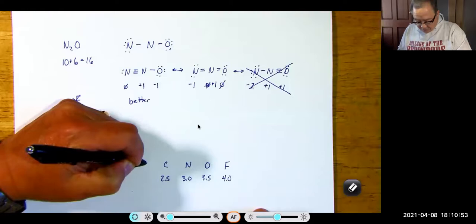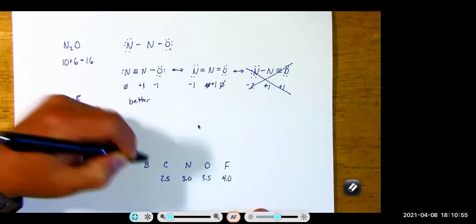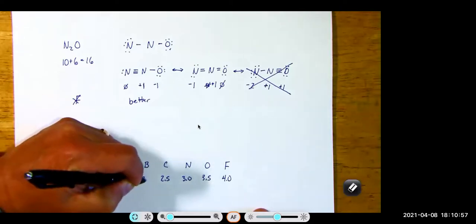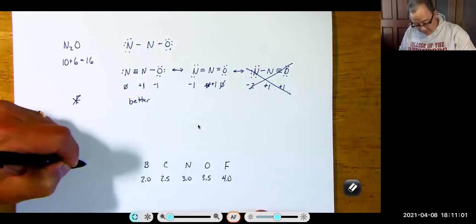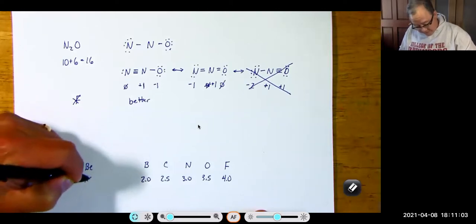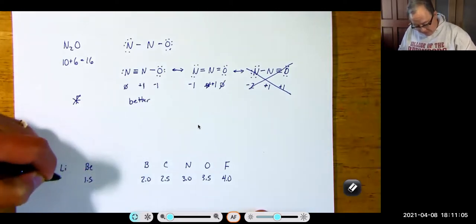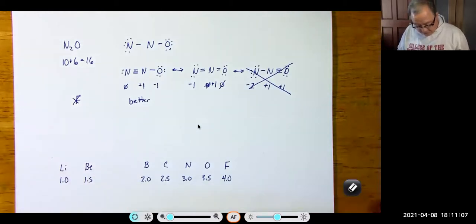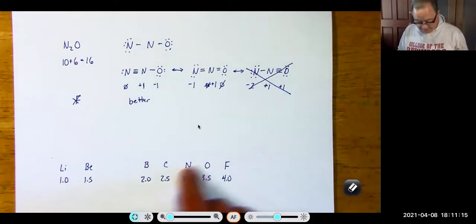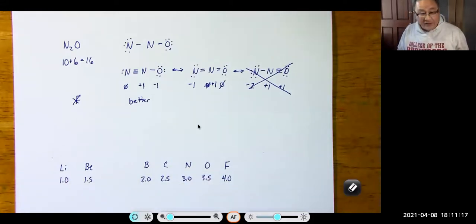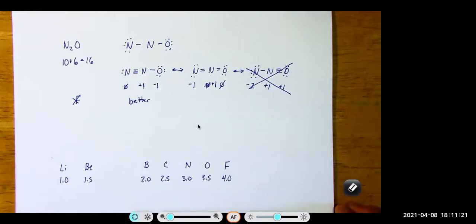What's next to carbon? Boron? Yeah, it's a 2.0. And then over here, what do we have? Beryllium, lithium. Beryllium is a 1.5 and lithium is a 1.0. Now, why do you think I'm showing you this particular row? Two reasons. We see a lot of compounds with these elements in there, especially these last 4. And secondly, look how easy it is to remember those. They go down by halves.